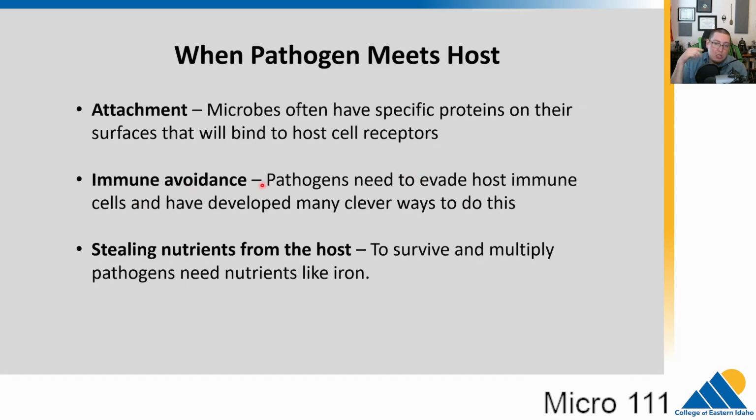And then to grow and reproduce, they're going to need to steal nutrients from the host. They're going to need those to divide. And a big nutrient that they actually need is iron. So iron from the blood, sugars, proteins, carbohydrates, all the things that a growing bacterium needs, right? So these are the three things that a pathogen needs to do to live in a host and cause disease.